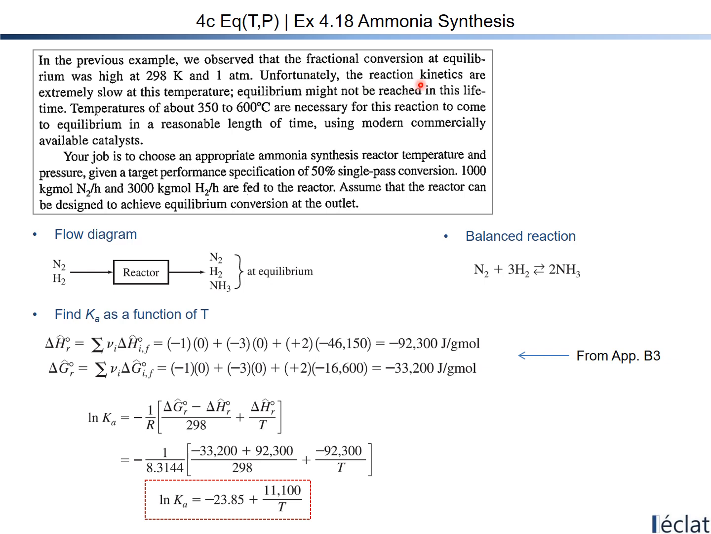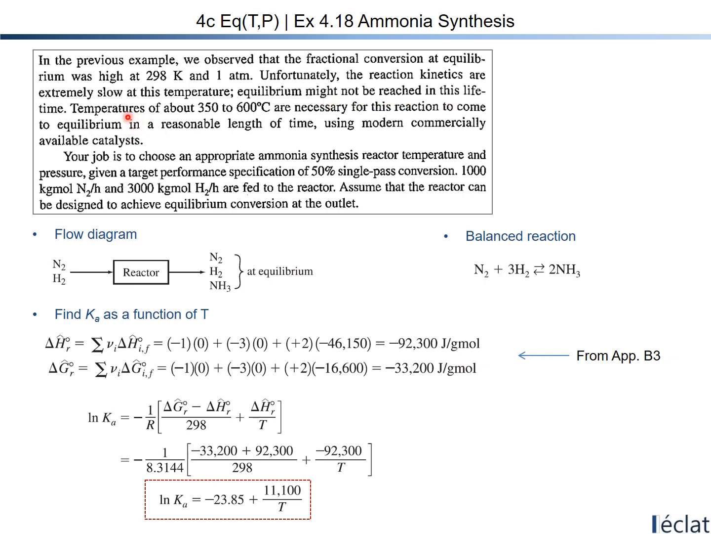Unfortunately, the reaction kinetics are extremely slow at this temperature, right? So, you should distinguish between the equilibrium and the kinetics. At room temperature and 1 atmospheric pressure, the fractional conversion or equilibrium constant is very high for this ammonia synthesis, but it takes a long time to reach the equilibrium. I mean very slow kinetics at this temperature. Equilibrium might not be reached in this lifetime.